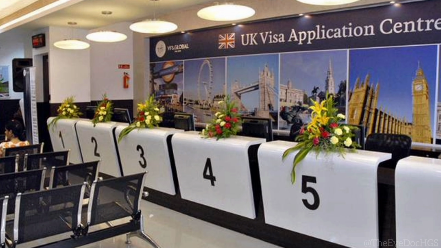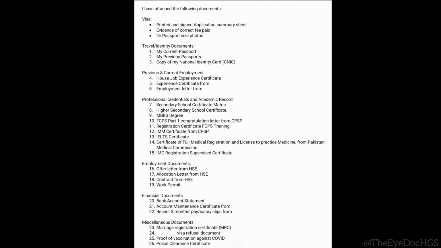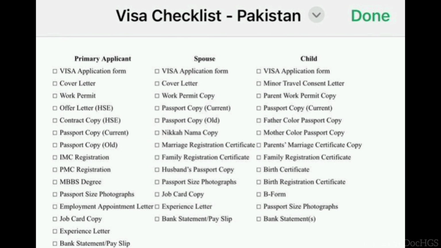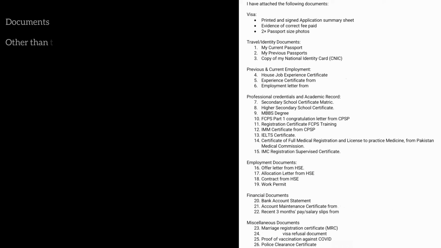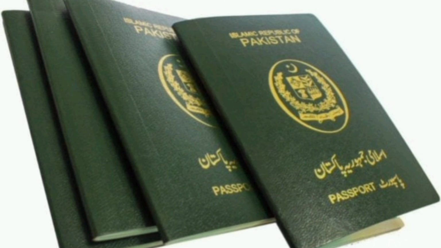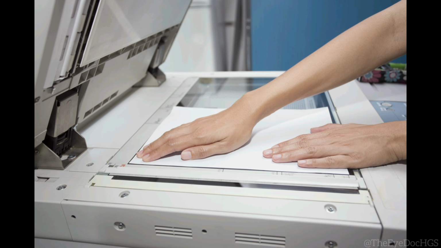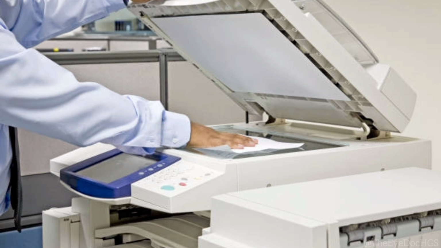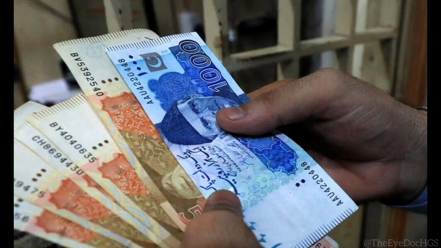Once you are inside, they will ask you to go to a counter and submit your documents. Make sure you have all the documents. To know what documents you need to take for spouse and kids, this is the list. However, there are other documents that are needed. Colored copies of all passports, first 5 pages and last 5 pages. However, if you don't have these with you, then make sure you take original passports so that you can get them photocopied there. There is a machine there which can photocopy all the documents that are needed. However, it is quite expensive, so make sure you have these documents with you already.